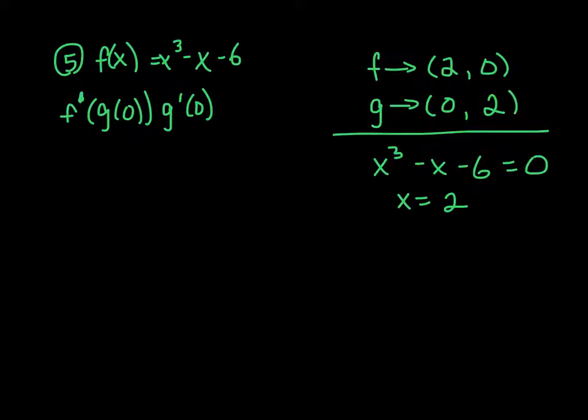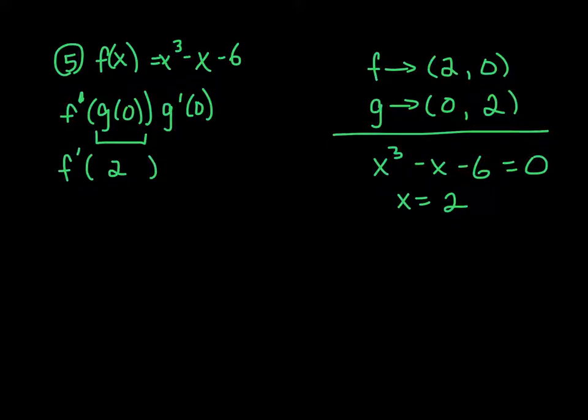Let's go back to what they're asking us to find. Let's look at g of 0 first. That's easy enough, because g of 0 should be the y value that corresponds to the x value of 0 in the g equation. So g of 0 would be 2. Let's go over there and make that a 2, and I'm just going to bring down that f prime.